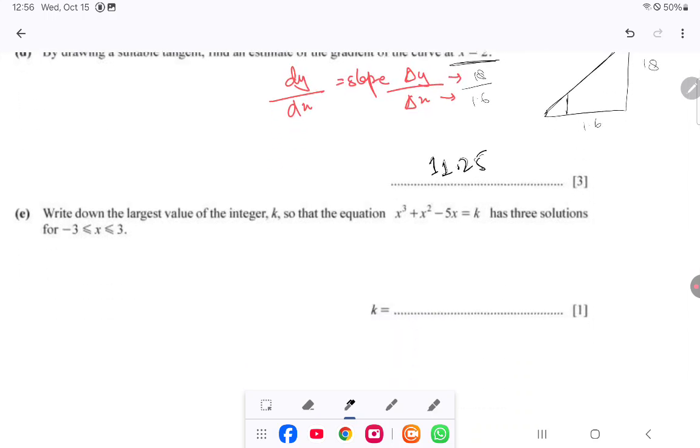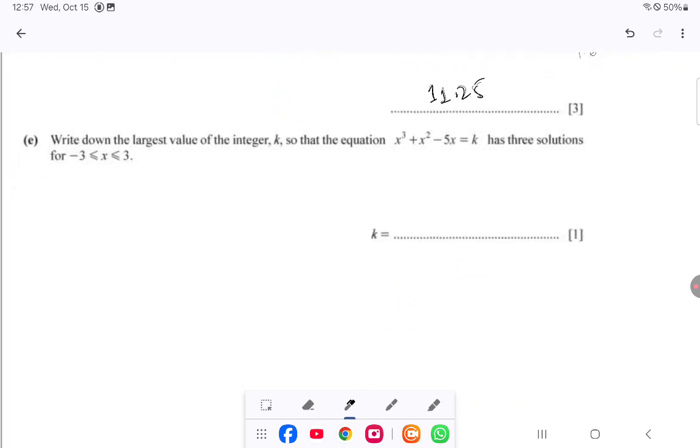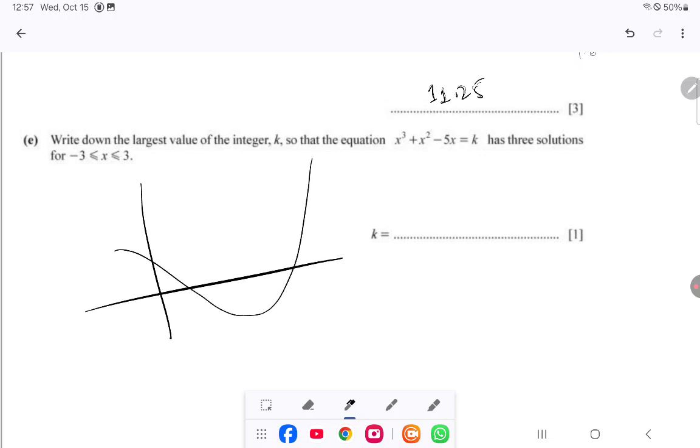Now for part E, write down the largest integer value of k for which the equation x cubed plus x squared minus 5x equals k has three solutions. For that, we have to look for the highest value on the graph, and when we make that graph, this is the highest value, in which y is equal to 6. So the highest integer k would be 6, and we can find it by looking at our graph.